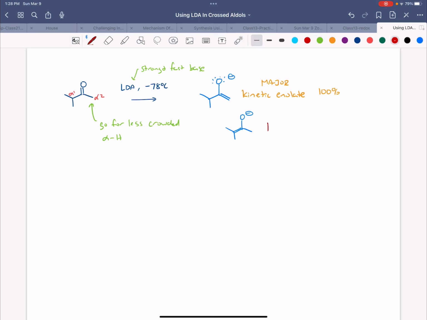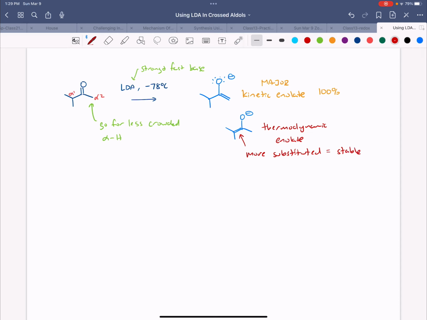This other enolate is called the thermodynamic enolate, and you get none of that when you use LDA. Now, there's a disclaimer: you get none of the thermodynamic enolate if you use LDA, at least one equivalent, and at these temperatures. Okay. So that's the thermodynamic enolate, and you can tell because our double bond is more stable. It's more substituted, and for an alkene, that equates to stability. But you get none of that in this case.